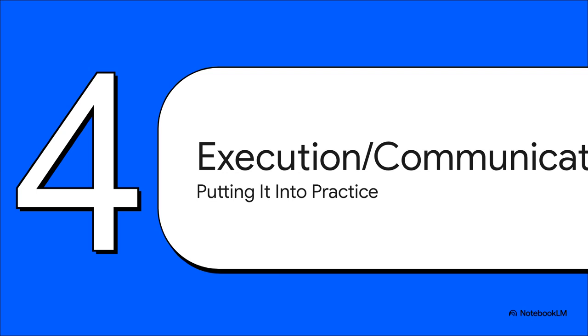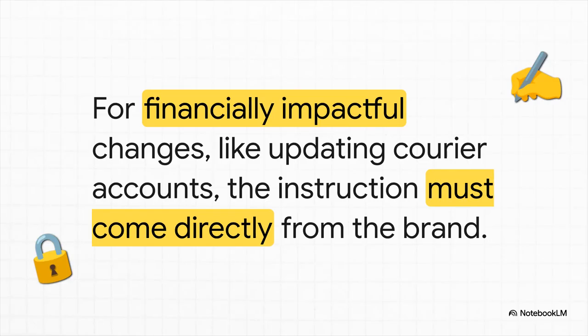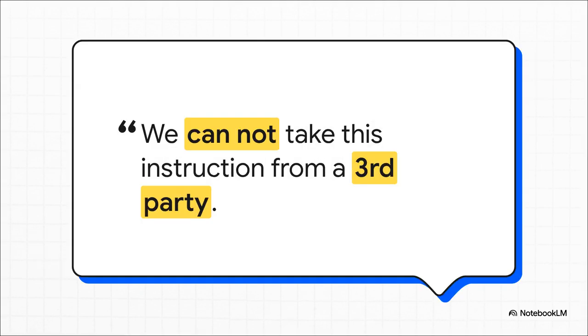Let's head into Section 4. This is where we take all that knowledge and talk about putting it into practice with flawless execution and crystal clear communication. Let's start with a really important non-negotiable rule. This is about account changes, specifically any change that has a financial impact, like switching which courier account is being used. The rule is simple and it's absolute.